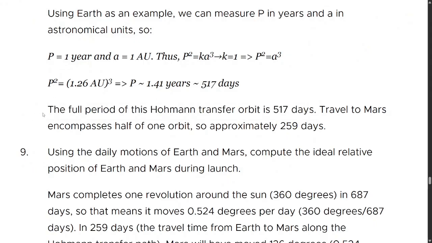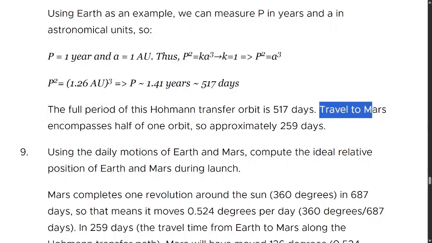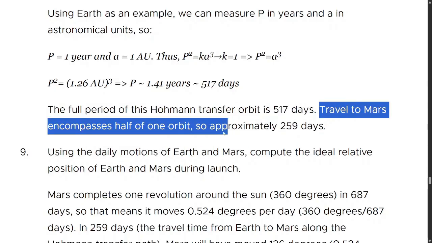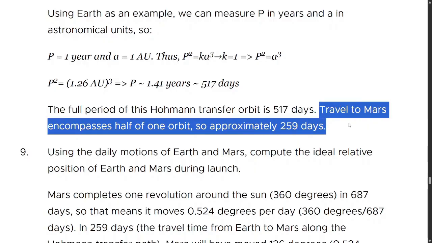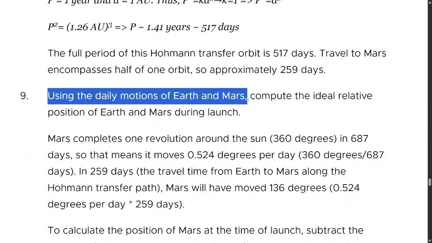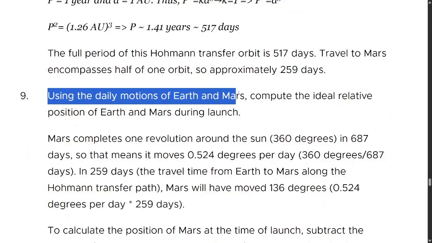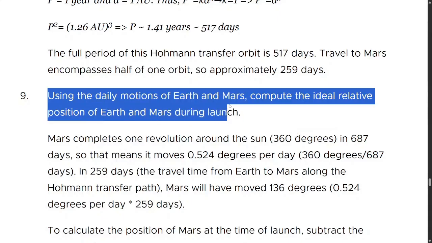Okay, so the full period of this Hohmann transfer orbit is 400.44 days. Travel to Bill Kerman encompasses half of one orbit, so approximately 200.22 Kerbal days. Right. So using the daily motions of Kerbal and Bill Kerman, compute the ideal relative position of Kerbal and Bill Kerman during launch.